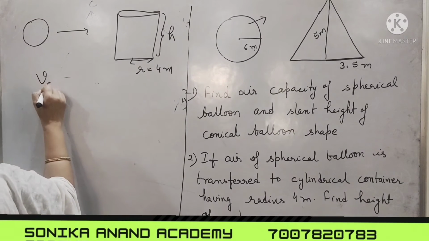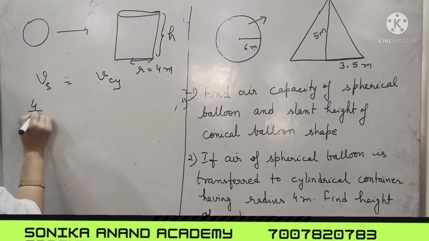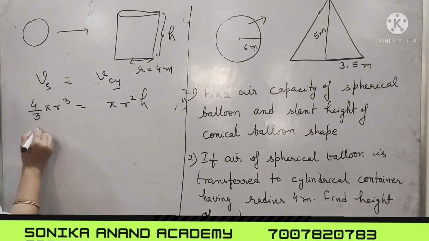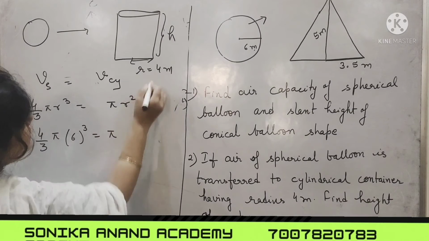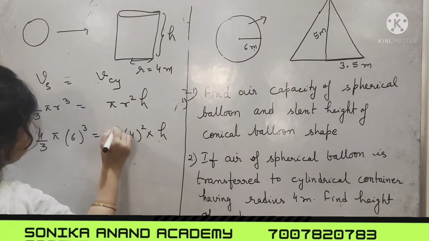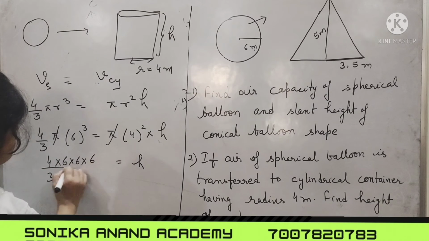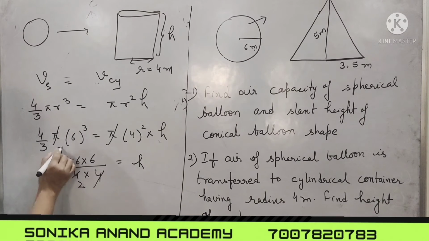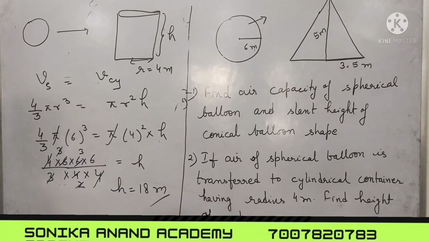Again, the volume of the sphere is equal to the volume of the cylinder. Now the volume of the sphere is 4/3 pi r cube and the volume of the cylinder becomes pi r square h. Now 4 by 3 pi r cube, we have 6 to the power cube. Here pi, radius is given as 4 square and height of cylinder. Pi and pi get cancelled. Clear? So now height is equal to 4 by 3, 6 into 6 into 6 and here 4 into 4. It gets cancelled. 2 3s are 6, 2 2s are 4, 3 and 3 get cancelled, 2 3s are 6. So the height of the cylinder is 18 meter. It's so easy.